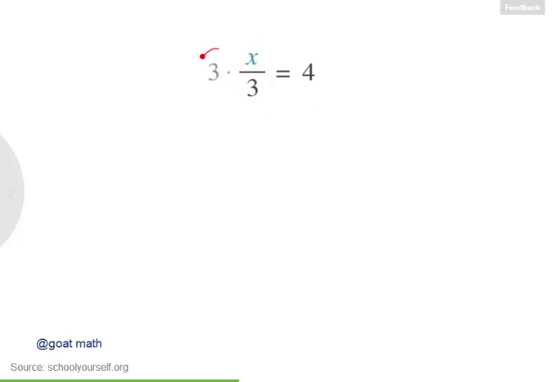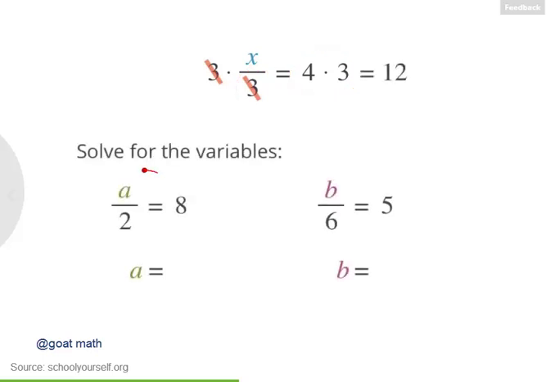Okay, so how can you solve equations like this, where the variable is being divided by a number? Well, let's now multiply both sides by 3. So on the left, the 3 up here cancels out the 3 down here, meaning x equals 4 times 3, or 12. Try multiplying both sides of these equations to solve for a and b. Excellent work! So a equals 8 times 2, or 16, and b equals 5 times 6, or 30.